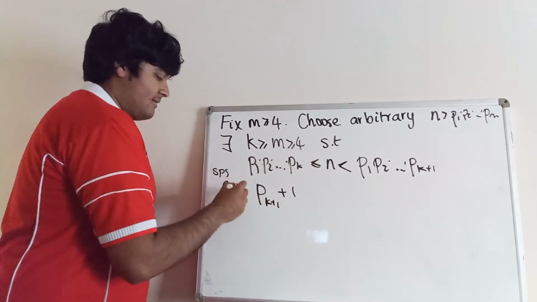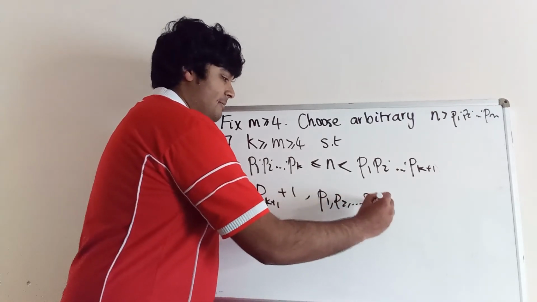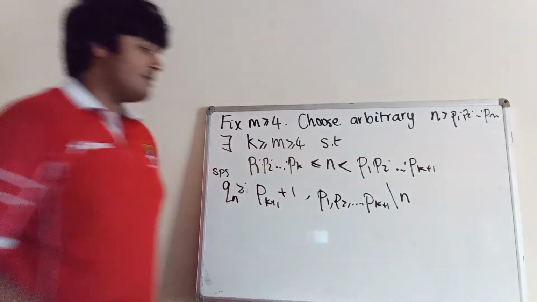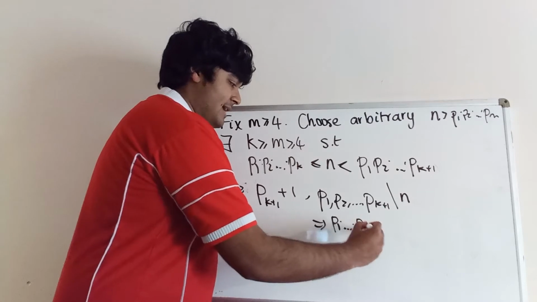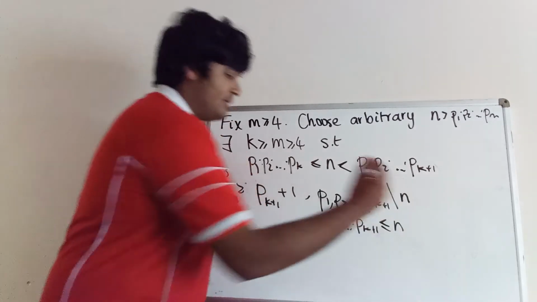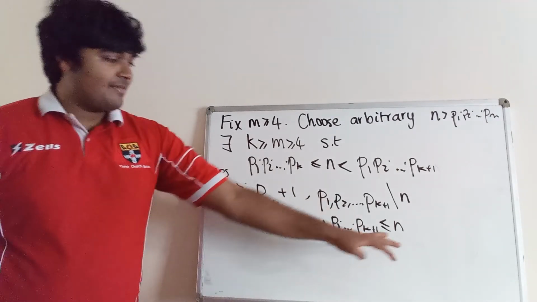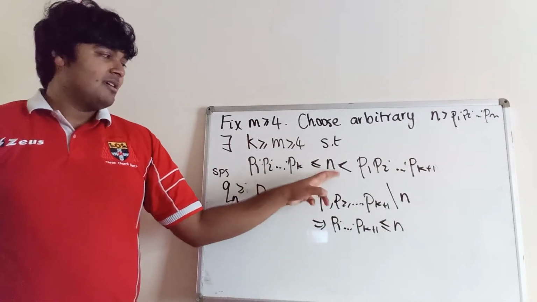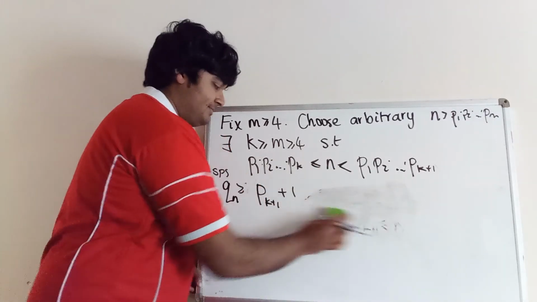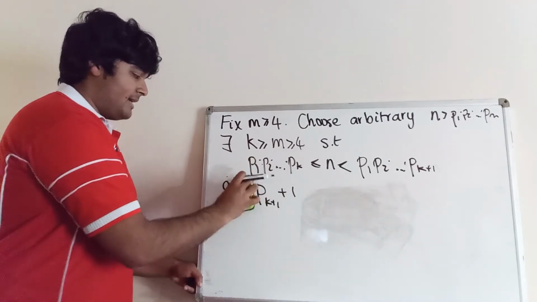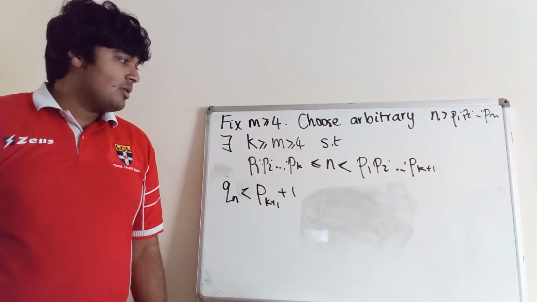Suppose this was the case, then p1 times p2 and all the way up to pk plus 1, all of these would divide n. But then that would mean that p1 times all the way up to pk plus 1 would be less than or equal to n, just because these are distinct primes. So you'd have n is at least this, but that's clearly not the case from this inequality. So we must have that Qn is bounded above by this. So Qn is strictly less than pk plus 1 plus 1.